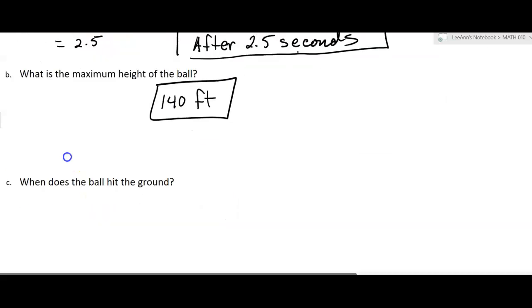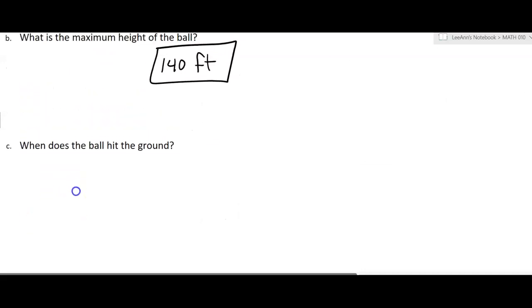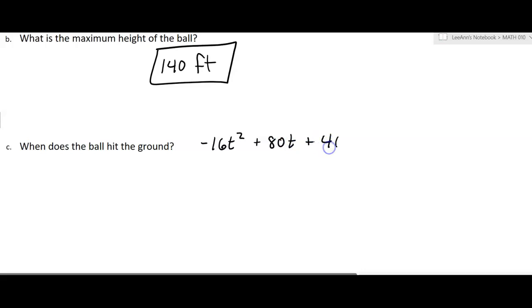All right. When does the ball hit the ground? So in other words, when does our function, negative 16t squared plus 80t plus 40, equal 0? Because that's when the height's going to be 0, when it's hit the ground. Okay, so this is the height is 0, or it's on the ground. Okay, so hopefully that makes sense. Okay, 16 doesn't go into 40, darn.